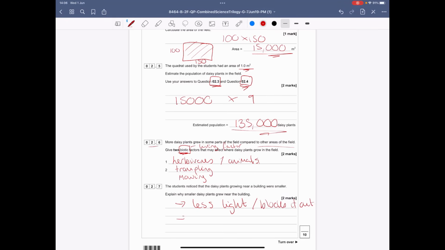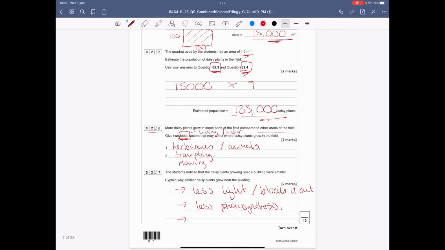So therefore, the daisies would do less photosynthesis. And therefore, you would then have potentially fewer or less sugar. So therefore, there's less food for the plant to grow.